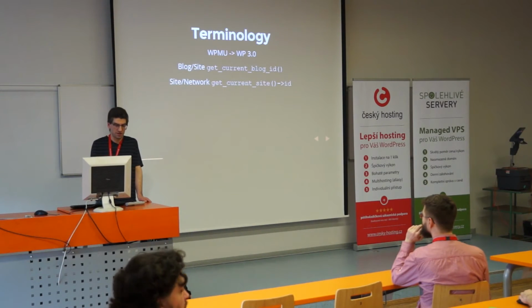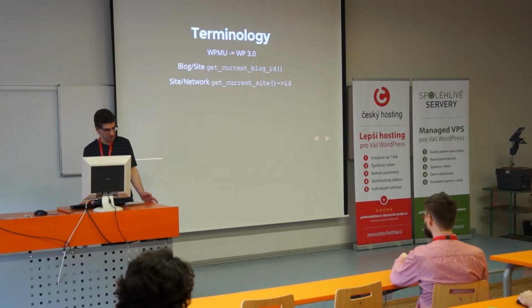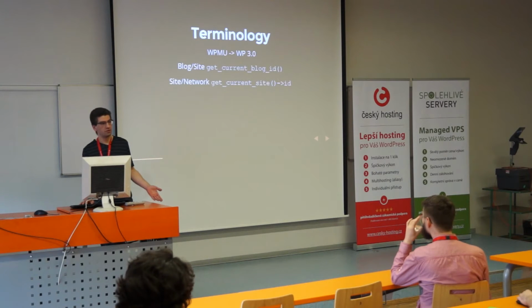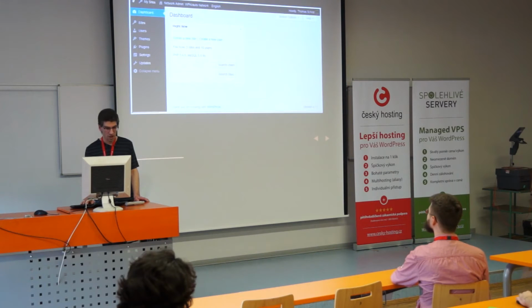And to get the current network ID, you have to use get current site. This is something you have always to look at the source code in WordPress to see what you really get now, a site, a blog, or a network. There's no consistency.